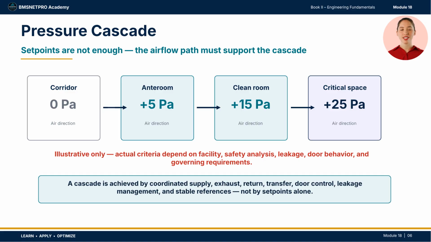A pressure cascade creates progressively different pressure levels between spaces. The diagram uses illustrative values only. Real values depend on the application, door behavior, leakage, safety analysis, and governing criteria. The important training point is that a cascade is not achieved simply by typing set points into the BAS. The airflow pathways and envelope tightness must support the desired relationship. If doors are undercut incorrectly, leakage is excessive, exhaust is unstable, or the reference space is moving, the cascade will not behave as expected. Always verify the physical path that supports the pressure relationship.